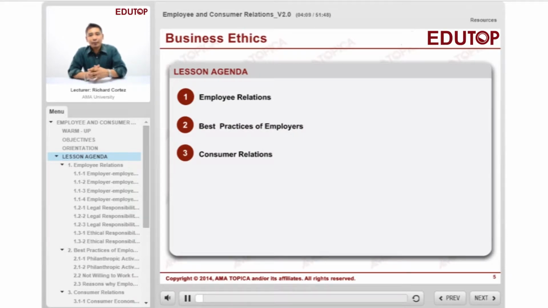For our topic today, for the subject Business Ethics, we have three major lesson agenda. We divided the topic into 3 lessons. The first agenda is about employee relations. The second agenda is about the best practices of employers, and the third agenda is consumer relations. So we will talk about those 3 topics along the way.